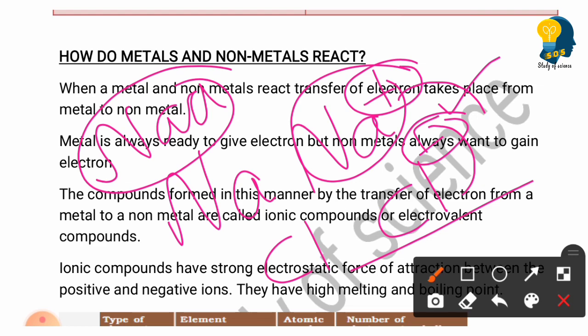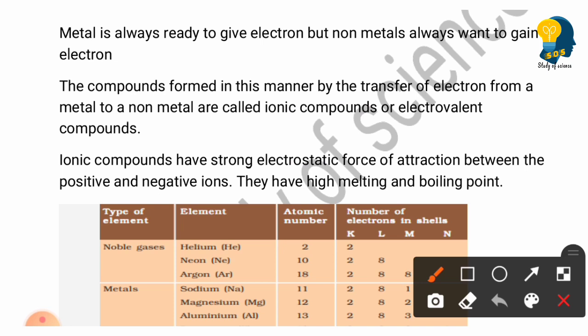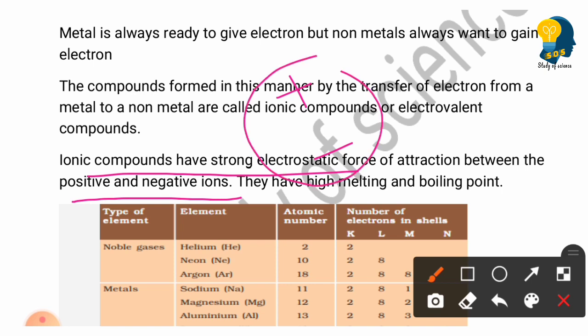Okay. And the next point, ionic compounds have strong electrostatic force of attraction between positive and negative charge. We have seen a positive charge on sodium and a negative charge on chlorine, right? So they have a strong electrostatic force between the positive and negative ions. And these also have high melting point and high boiling point. I'll explain later how ionic compounds have strong electrostatic force of attraction between the positive and negative charge.